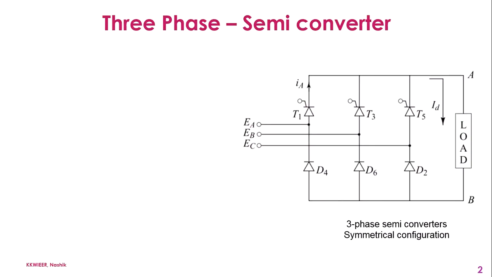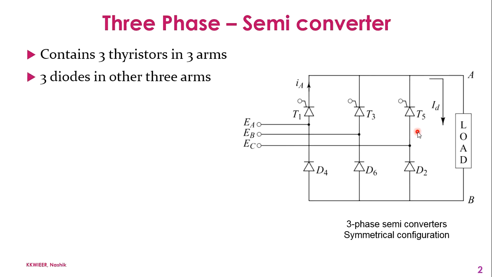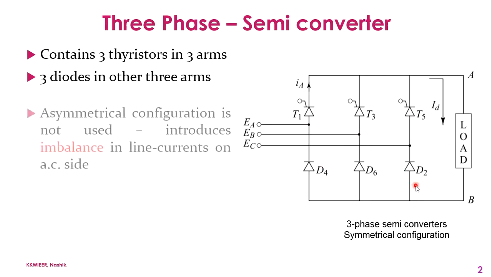So let's start. This is a three-phase semi-converter, symmetrical configuration. It contains three thyristors in three arms. So here you can see T1, T3 and T5. These are three thyristors in this configuration. And it contains three diodes in other three arms. So D4, D6 and D2, these are three diodes. So basically, like the full converter, it is also a combination of three thyristors and three diodes.